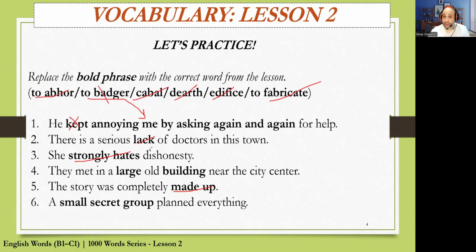Okay, so these were the words. Try to use them in your own sentences and write them below in the comments. I'll be interested to see your examples with the words. And last but not least, let me remove everything from here.